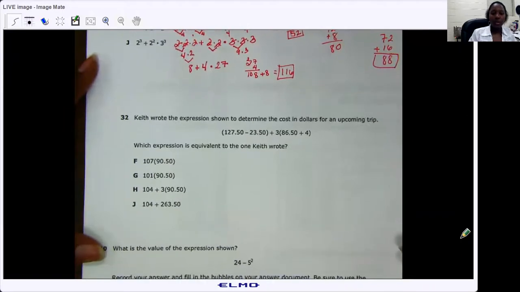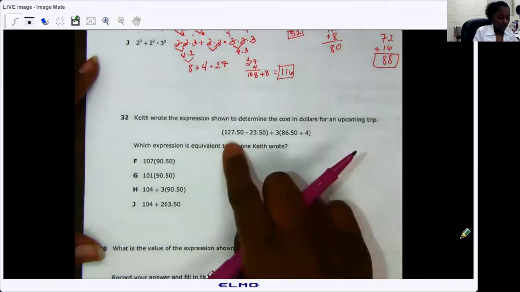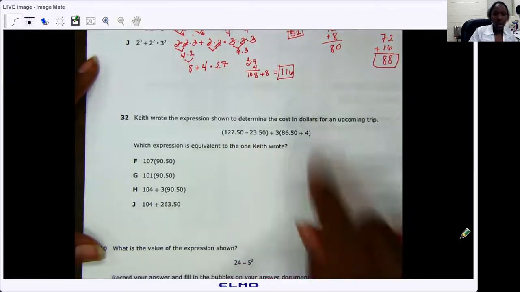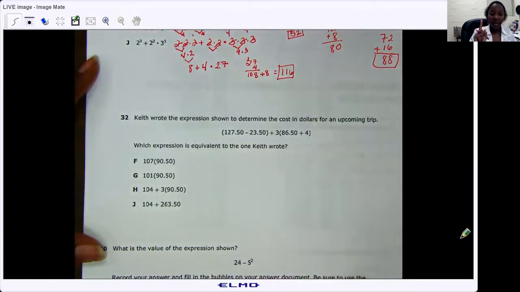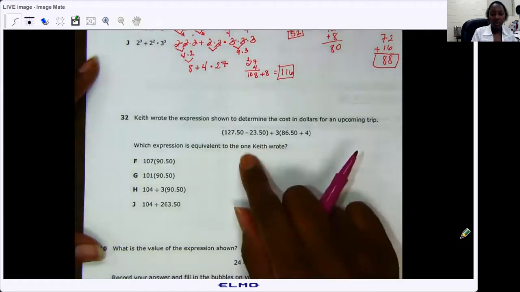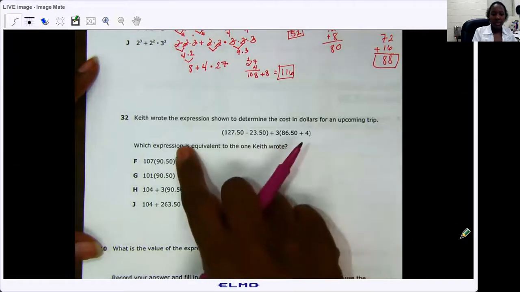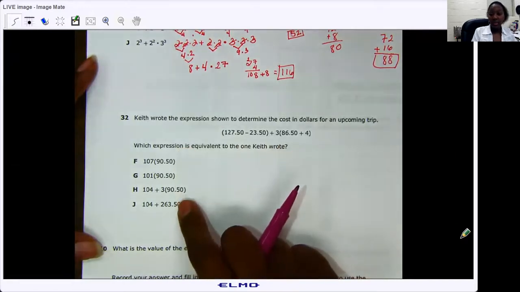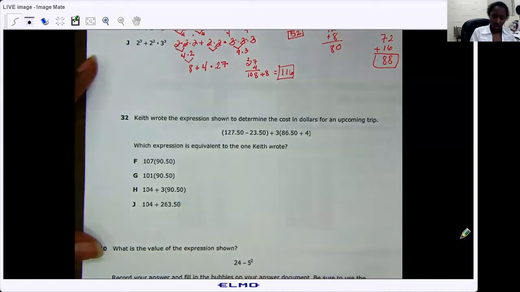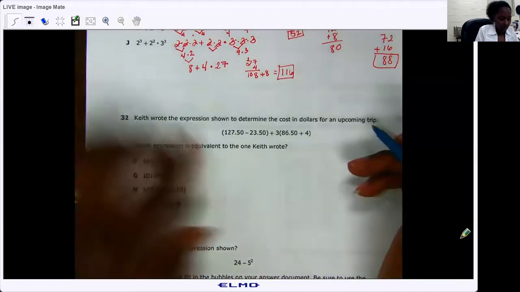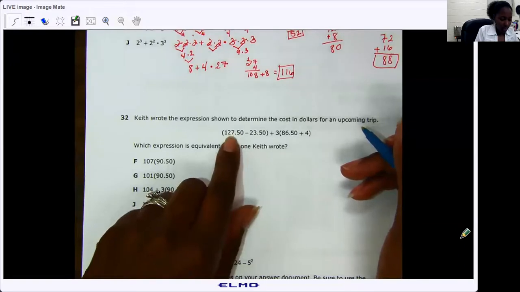Keith wrote the expression shown to determine the cost in dollars for an upcoming trip. So here's his expression. Which expression is equivalent to the one that Keith wrote? So we need to solve Keith's expression, and then we need to see which one of these will give us the same answer. Remember, equivalent means equal to, okay? So let's start with our parentheses.